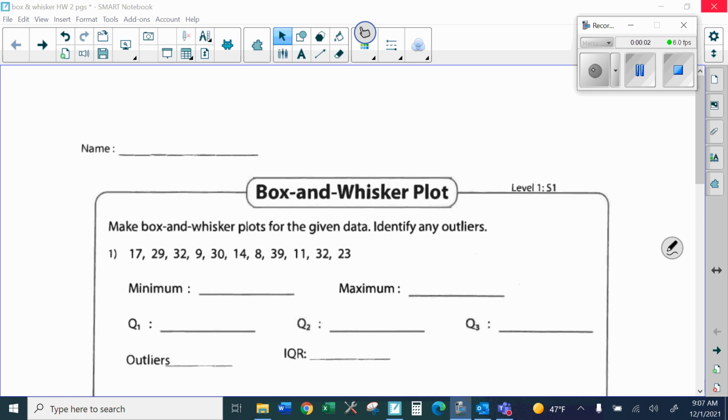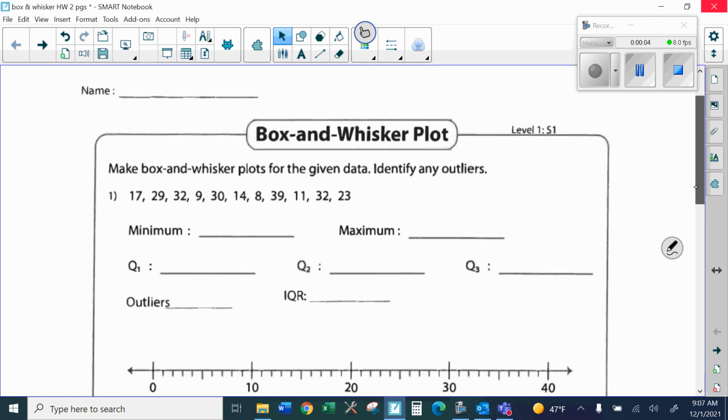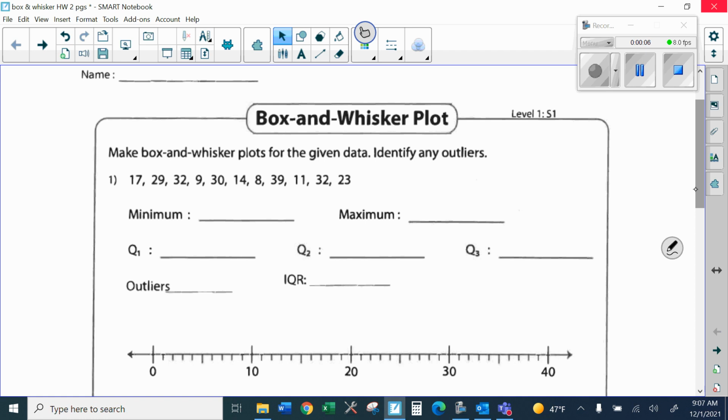Okay, students, we're going to do box and whisker. You're supposed to have done this in middle school. We might add on a piece or two that you might not have done. You've probably done minimum, maximum, quartile 1, quartile 2, quartile 3. You might not have done outliers, and you might not have done interquartile range.